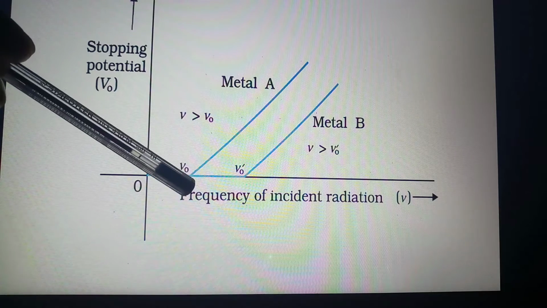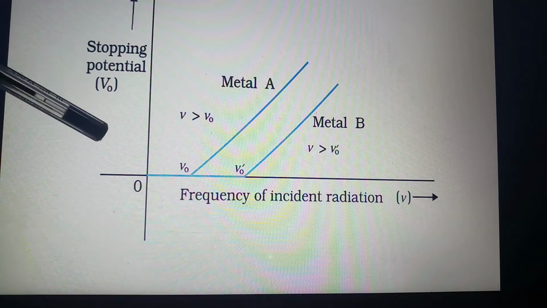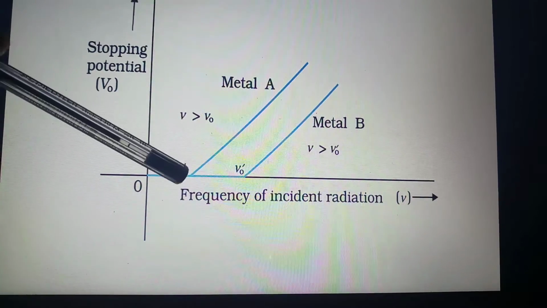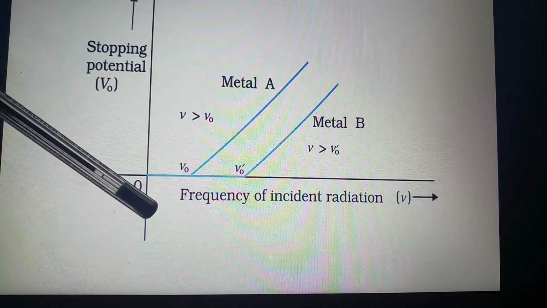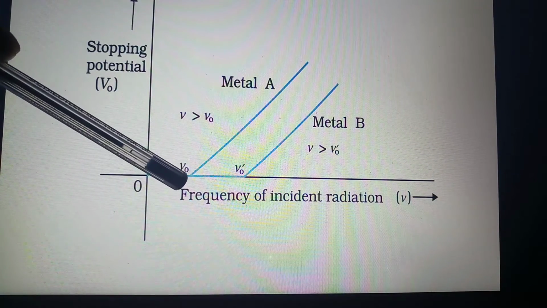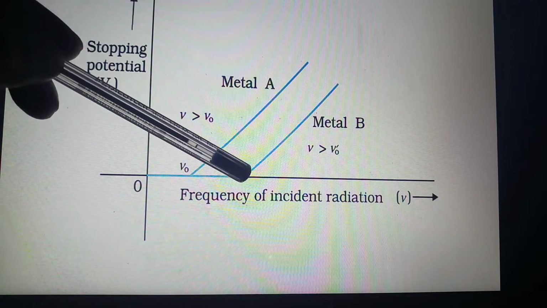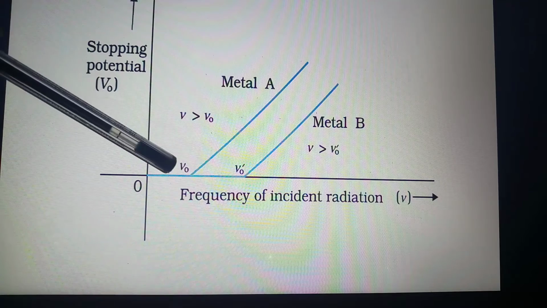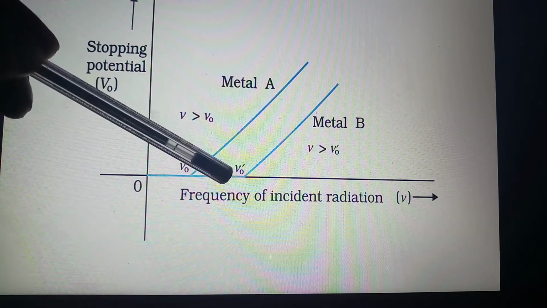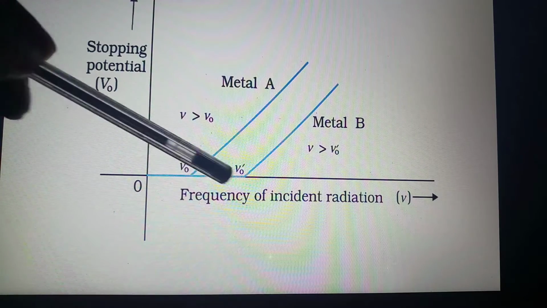You can see here that for this nu 0 minimum frequency, stopping potential is not required. For this frequency or less than this, the photoelectric effect will not take place. The minimum frequency required for the photoelectric effect is different for different metals. Metal A has one value, metal B has another value. So the stopping potential and this frequency are different for different metals.